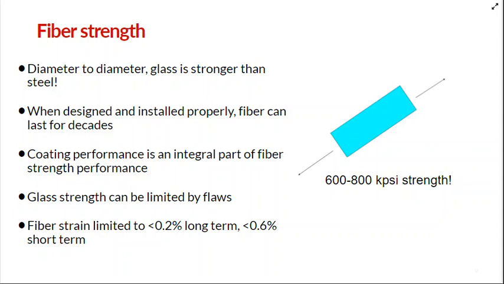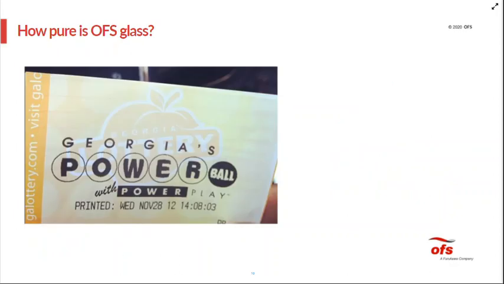And that reliability can be somewhat summed up in we limit fiber strain to less than 0.2% of the proof test level of the fiber long term and 0.6% short term. And what that does is it limits any potential growth of the flaws or growth of cracks in the fiber, and that has been a real key to the long-term reliability that we've seen in the networks that have been deployed for these past decades.